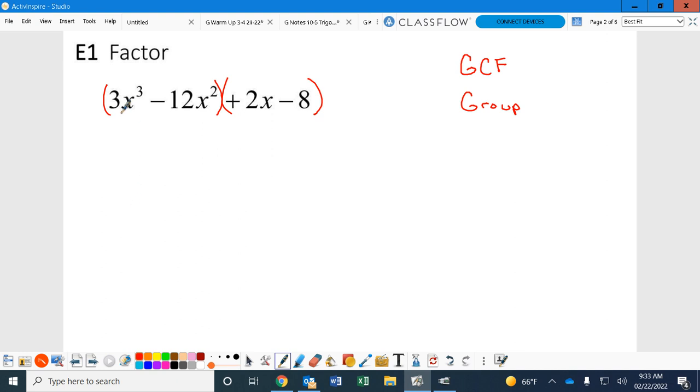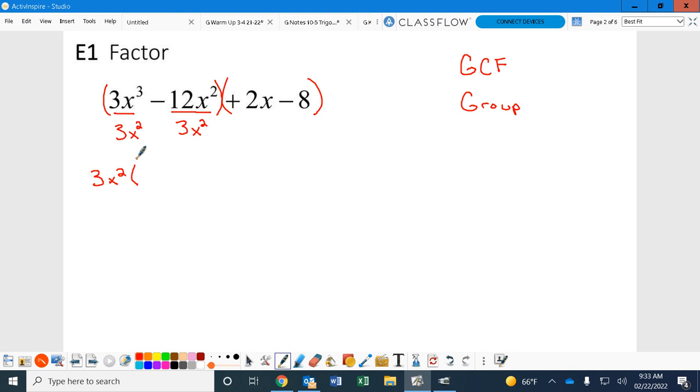Guys, now look. What will go into 3 and into 12? 3. And then what is the lowest power on the x for both of them? x squared. That's your GCF for these 2. You're going to write it in front of your parentheses just like we did on the last test. A lot of y'all did very well on the GCF part. It was actually good because it's what we do a lot of here.